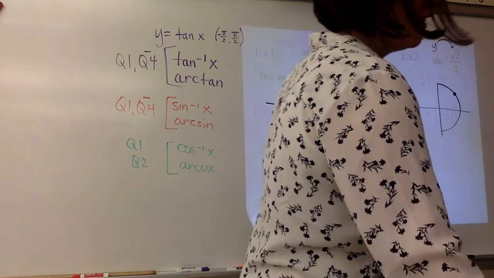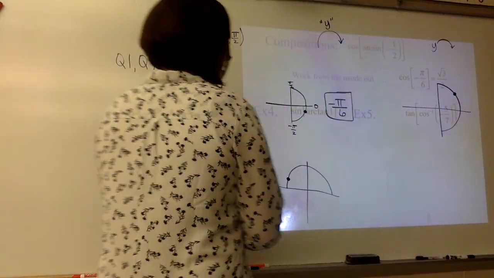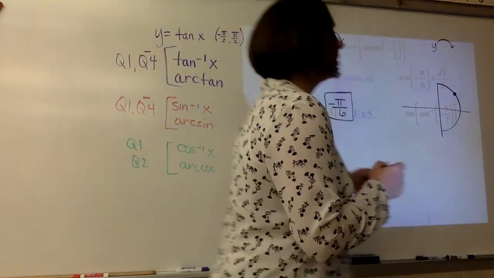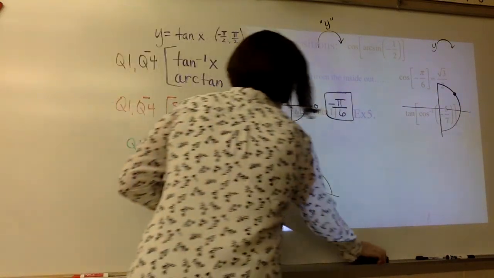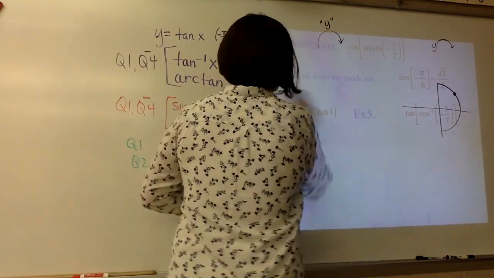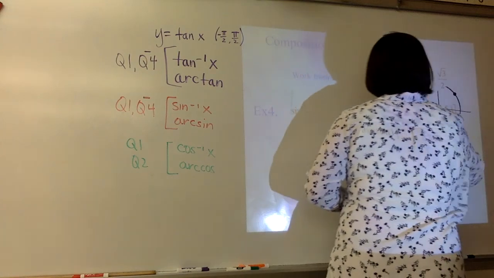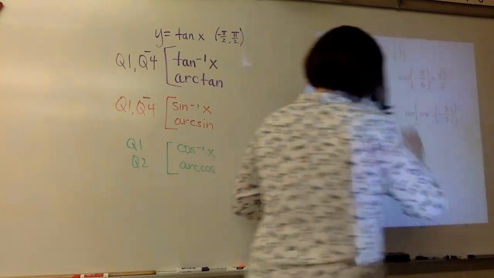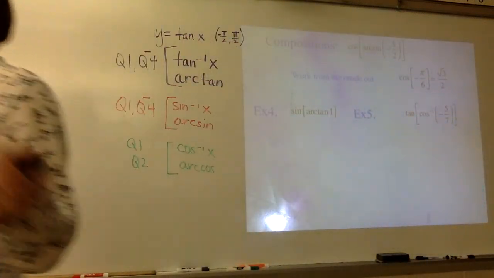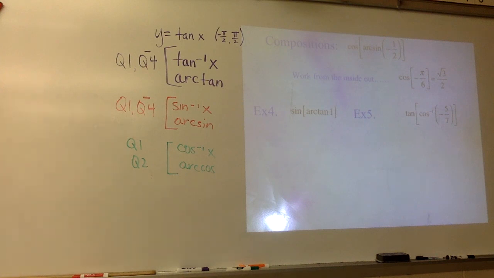No worries. All right, compositions. Compositions mean this. We're going to start with some inside information, just like PEMDAS. It's the same rules as what we did back in the prerequisite. We're going to build from the inside out. So if you take a look here, I want to know the cosine of the location where the arc sine is negative 1/2.